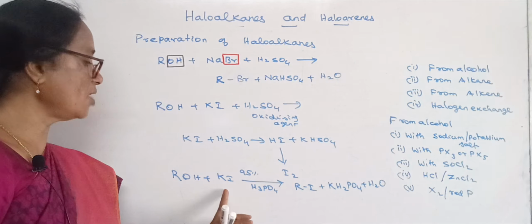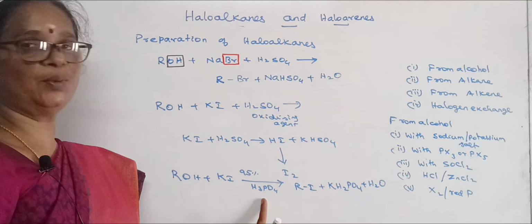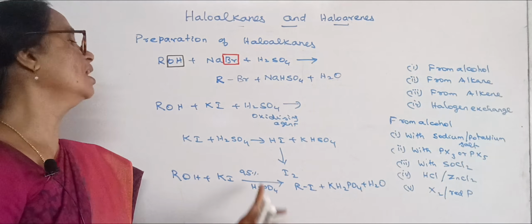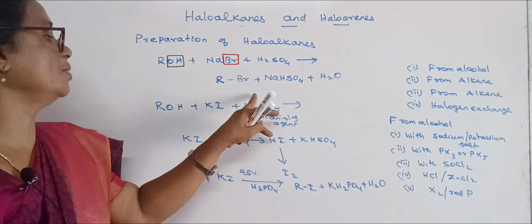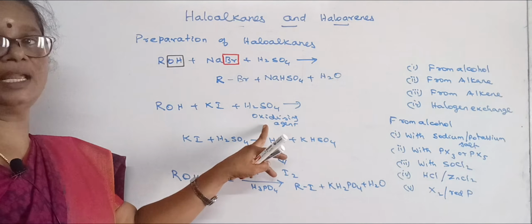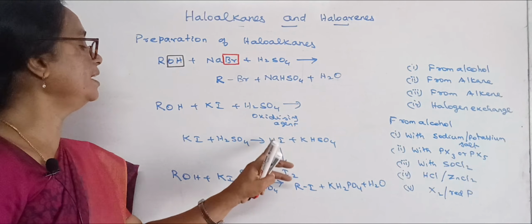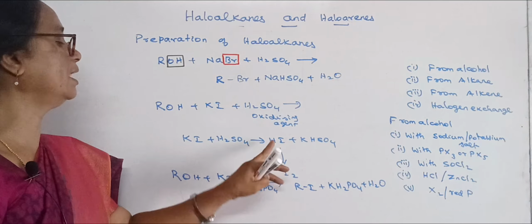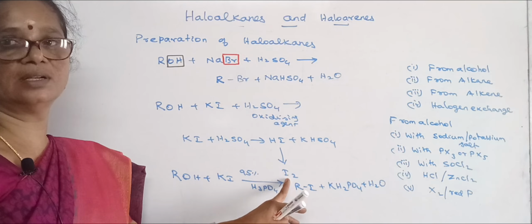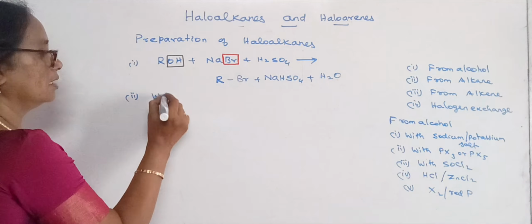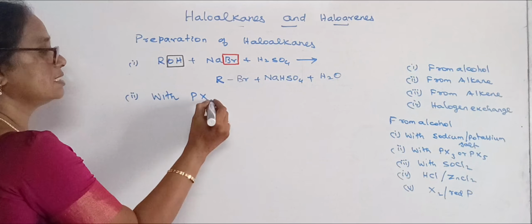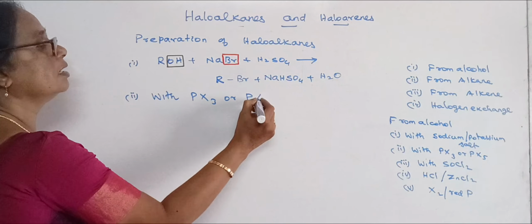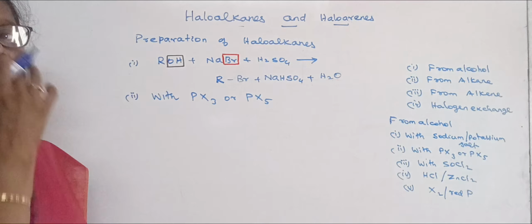So, in place of KI, we should take 95% orthophosphoric acid. We should not take sulfuric acid because it is a strong oxidizing agent that oxidizes the hydrogen iodide produced during the reaction into iodine. The next one is phosphorus trihalide or phosphorus pentahalide.